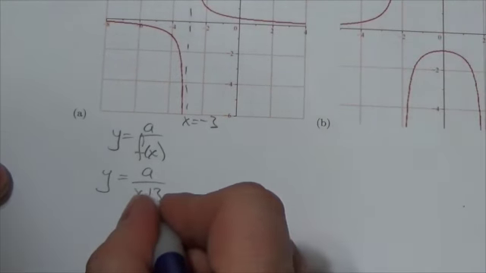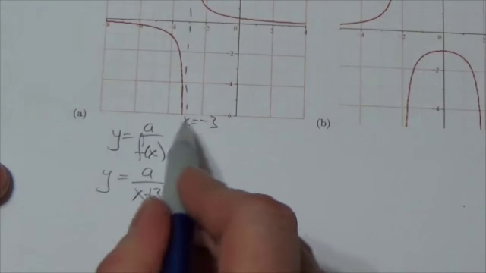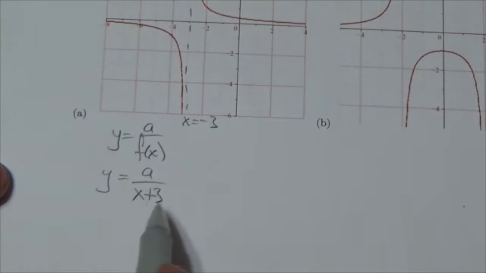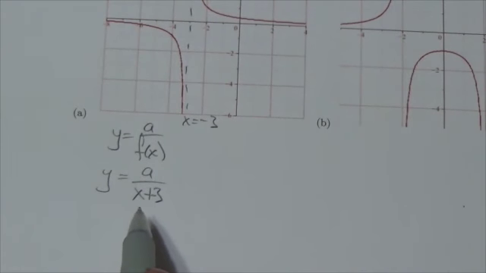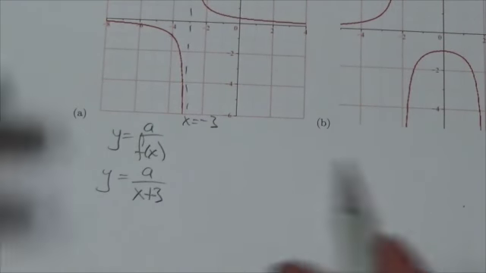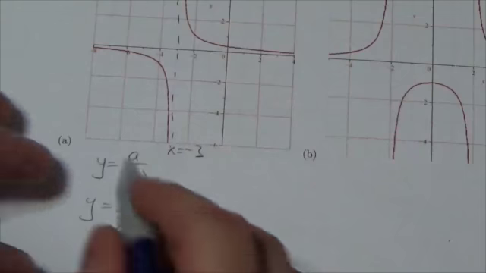And just think about this for a second. If x equals -3 is our non-permissible value, it stands to reason that if you plug -3 into this, you're going to get 0 here. So there we go. This is the structure of this.